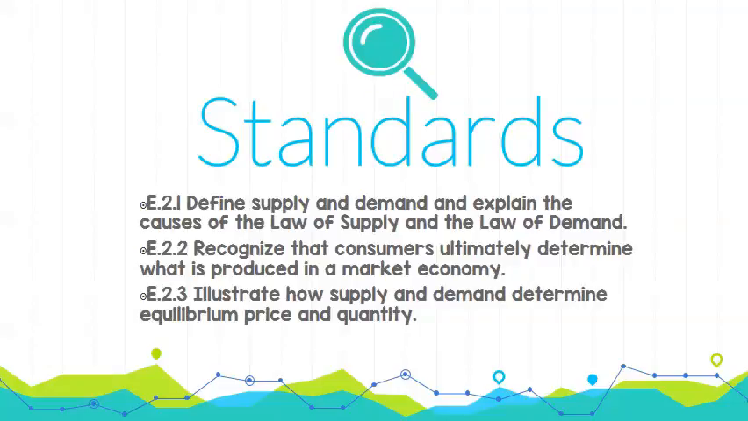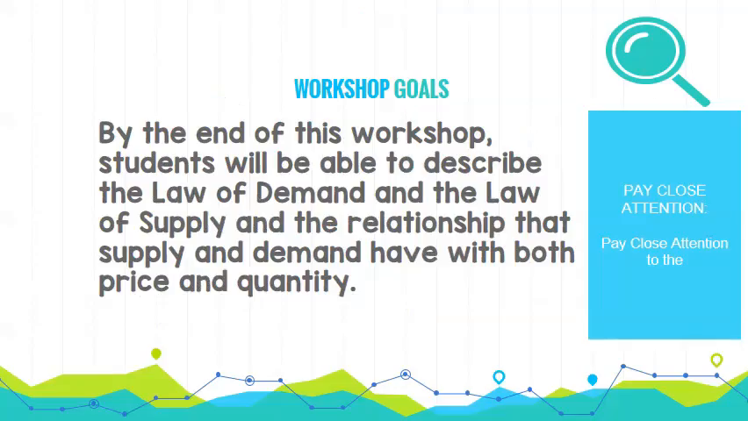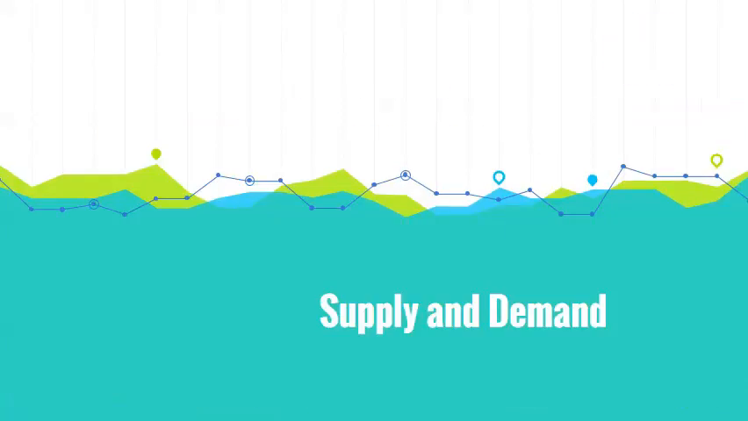Standard today is going to focus on E2.2.3, illustrate how supply and demand determine equilibrium, price, and quantity. By the end of this workshop, you will be able to describe the law of demand and the law of supply and the relationship that supply and demand have with both price and quantity. Pay close attention to the equilibrium part and what it means to have that equilibrium.